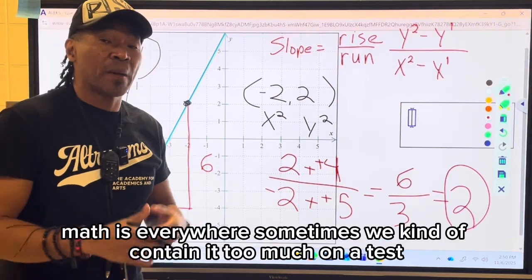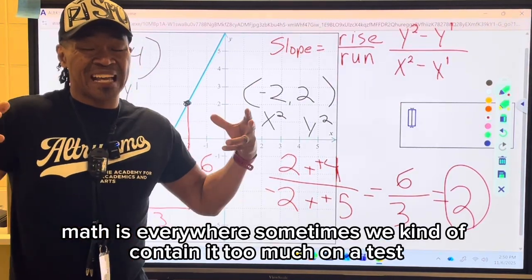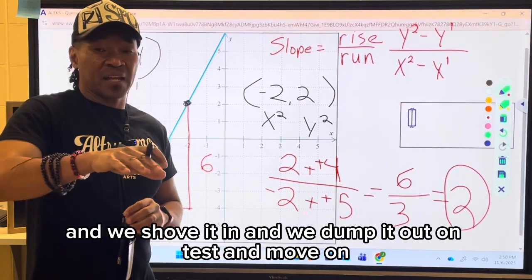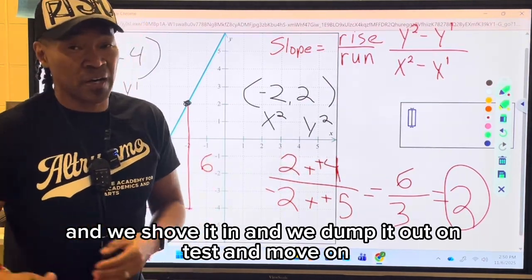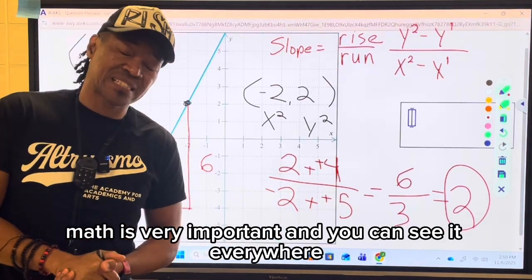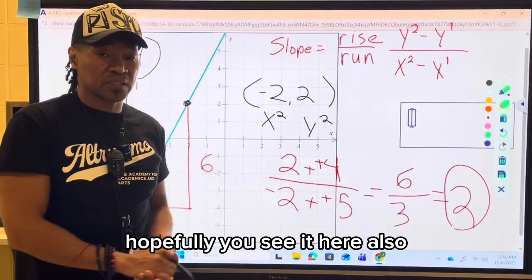Math is universal. Math is every place. Sometimes we kind of continue too much on a test, and we shove it in and we dump it out on a test and we move on, and we kind of lose what math should be about. Math is very important, and you can see it everywhere. Hopefully you see it here also and in your world.